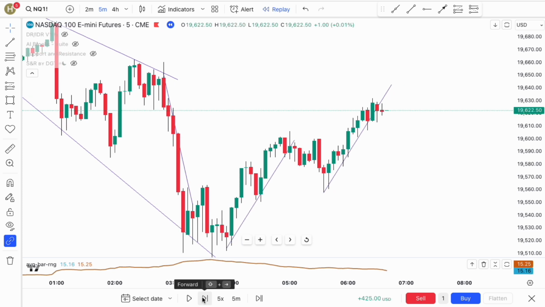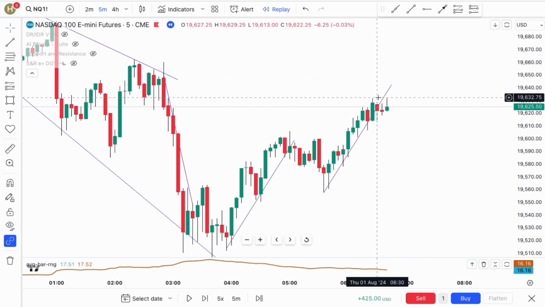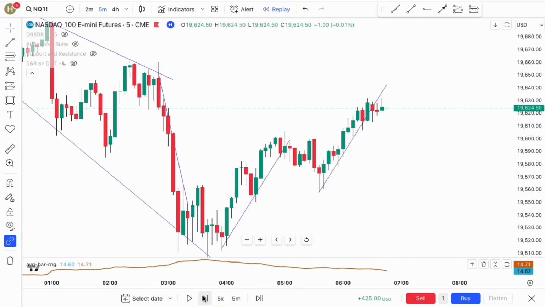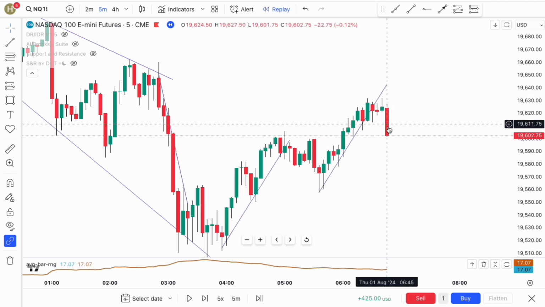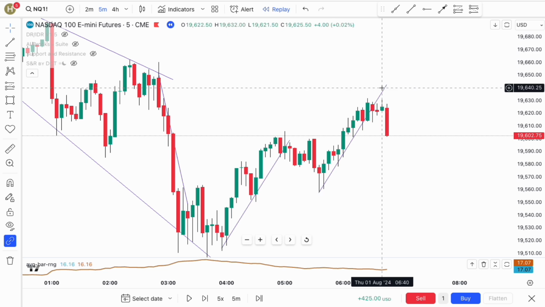Okay. Now we're kind of stalling out. Now we're not necessarily making a higher high. Okay, and now we're coming down. So we did go up. We did almost follow that trend line, but look, we didn't go all the way up.